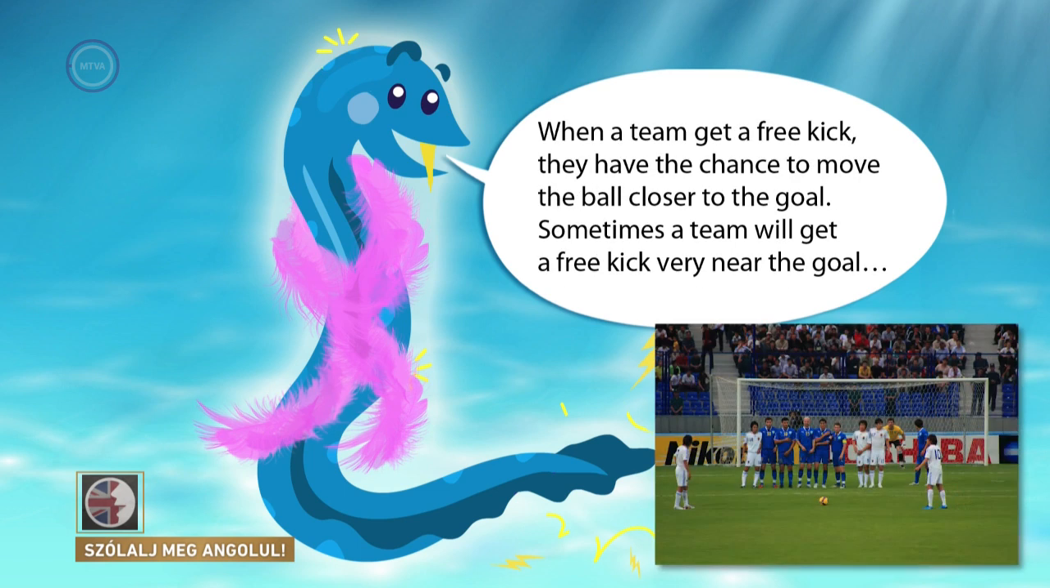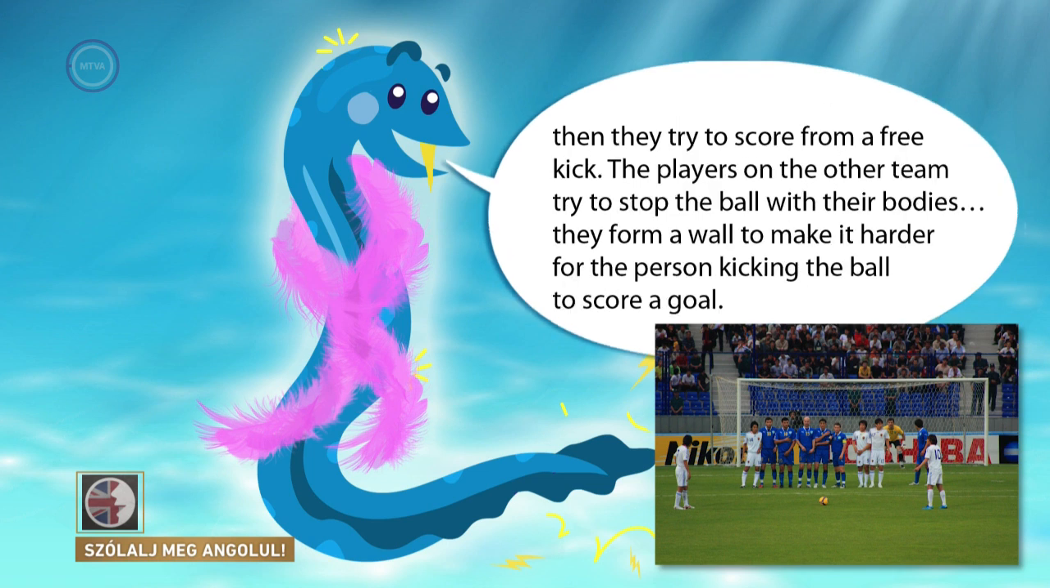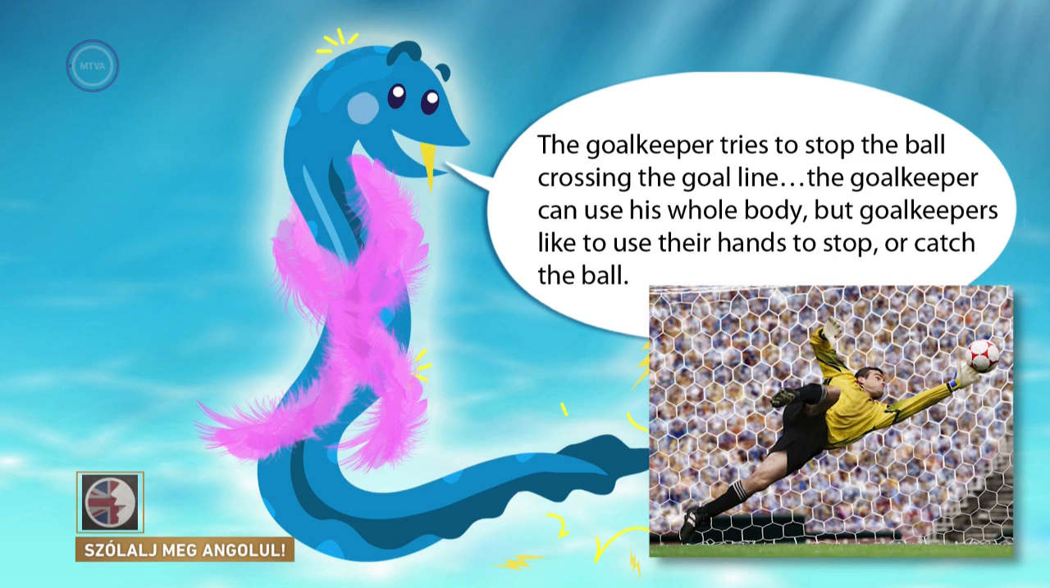When a team gets a free kick, they have the chance to move the ball closer to the goal. Sometimes a team will get a free kick very near the goal. Then they try to score from a free kick. The players on the other team try to stop the ball with their bodies. They form a wall to make it harder for the person kicking the ball to score a goal. The goalkeeper tries to stop the ball crossing the goal line. The goalkeeper can use his whole body, but goalkeepers like to use their hands to stop or catch the ball.